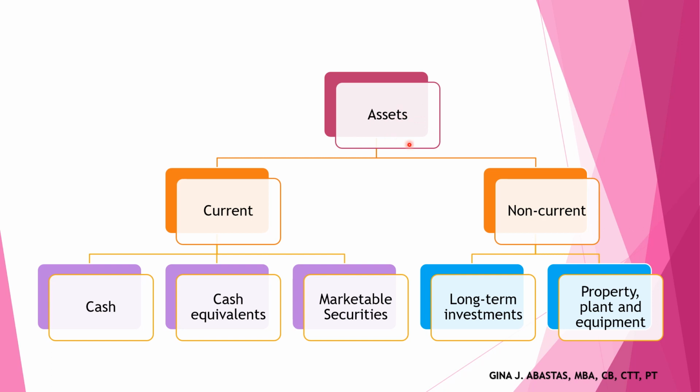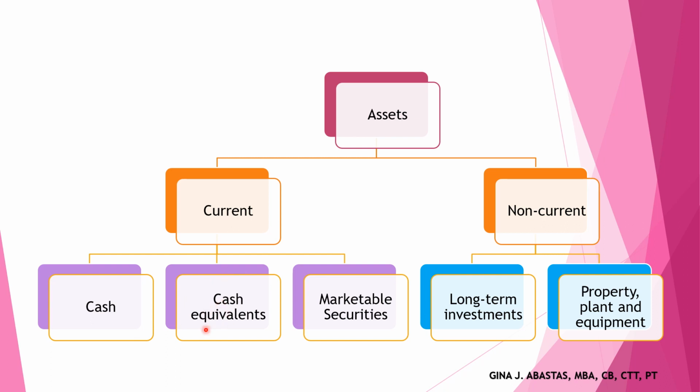Again, assets are those cash and assets that are expected to be converted to cash within a year. It can be current assets and non-current assets. These are just some of the examples of current assets. We have cash. When you say cash, it includes coins, currencies, checks, bank deposits, and other cash items readily available for use in the operations of the business.